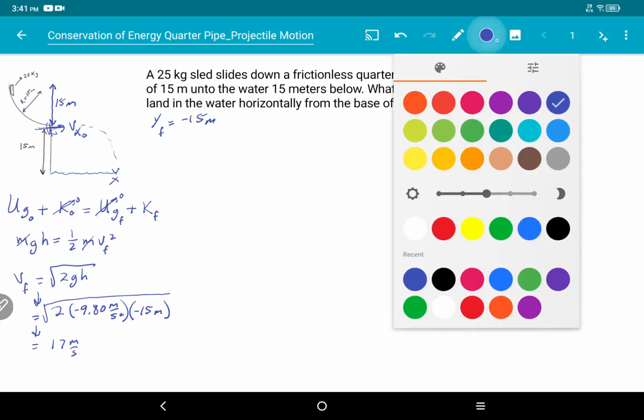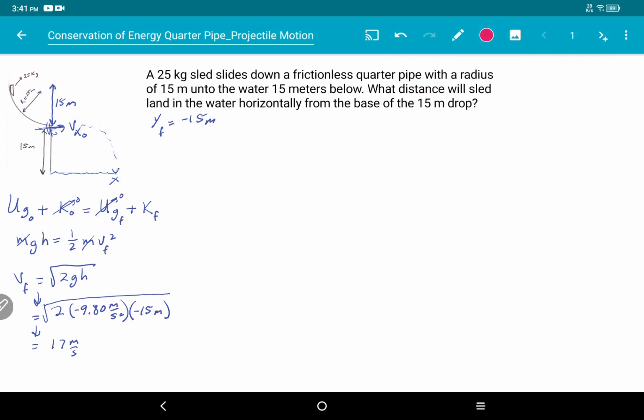With that knowledge, we can now determine the time that the sled is going to take to fall the 15 meters below the quarter pipe. So using our kinematic equation, y final equals y initial. Y initial is 0 because we put our coordinate plane at the end of the quarter pipe. Vy initial is 0 because it's just at that very top point. There's no velocity in the y component, but we do have 1/2 gt squared.